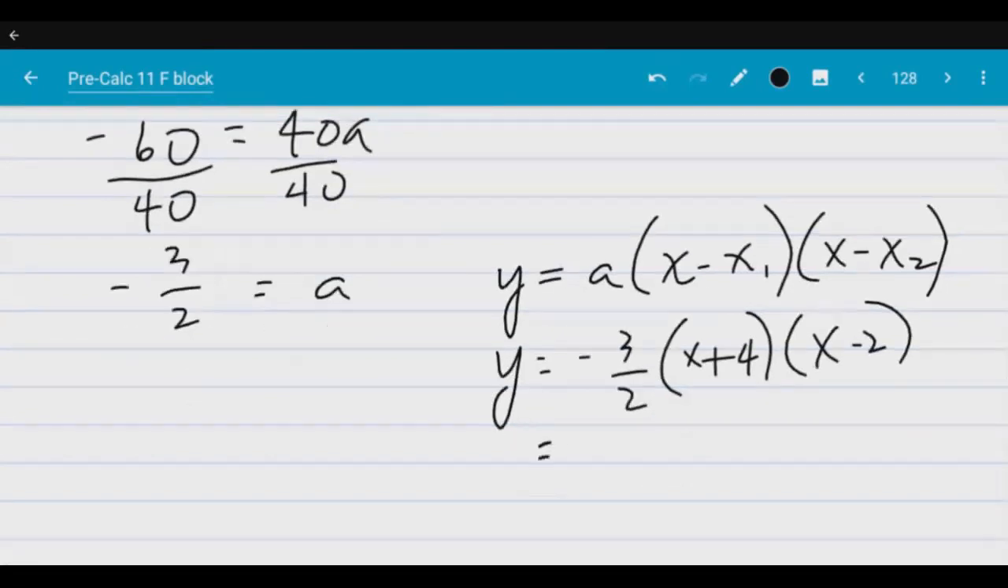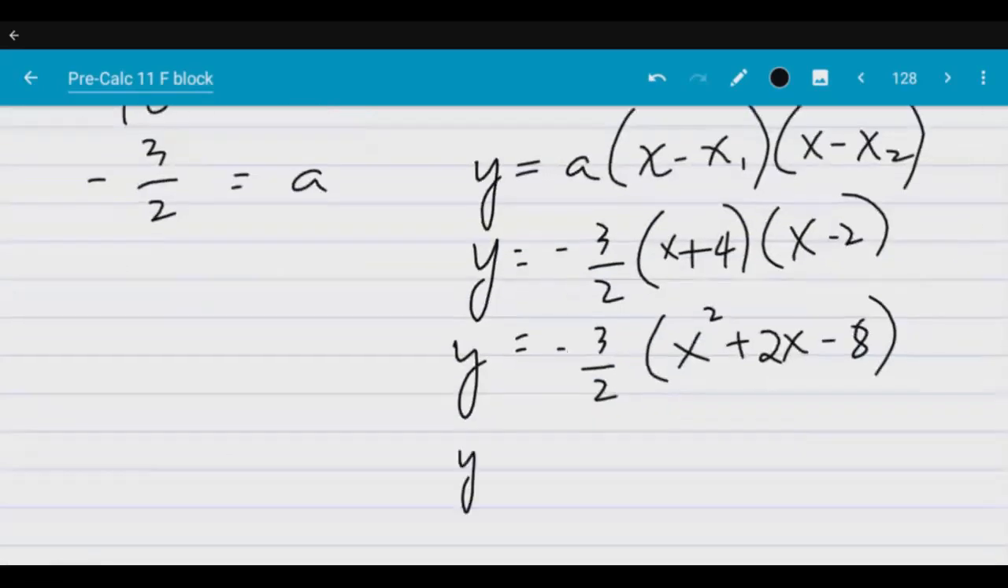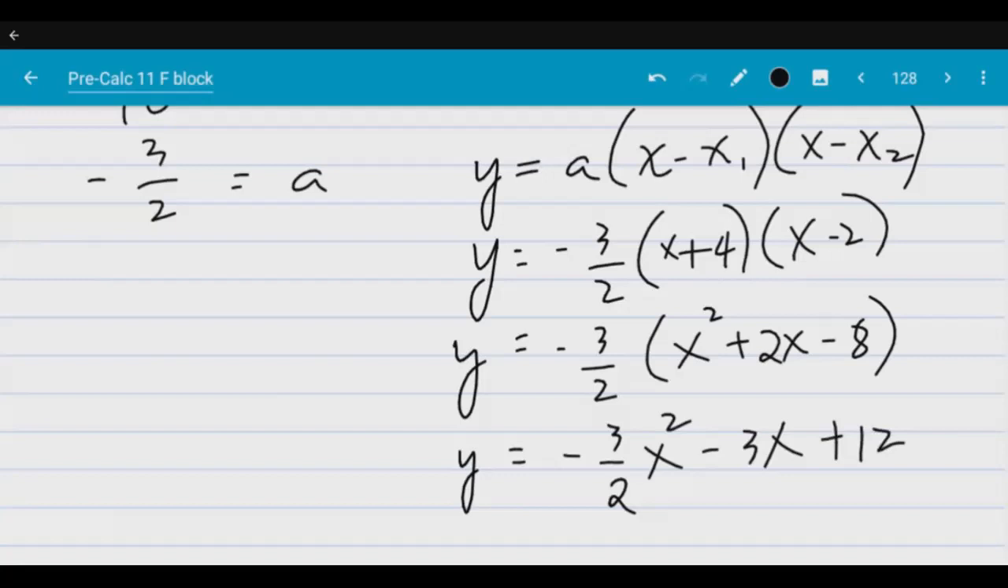And then let us just expand this. Times x squared plus 2x minus 8. To come up with the standard form wherein there is no common factor that was factored out, I will do the distributive property. Negative 3 halves x squared minus 3x. Negative 3 times negative 8, positive 24 over 2, plus 12. And there is your equation in general form. Thanks for watching.